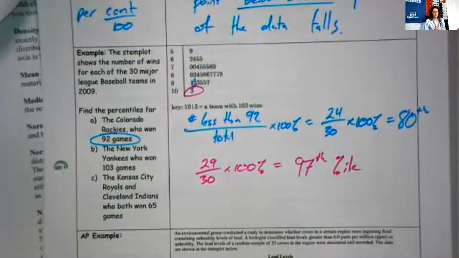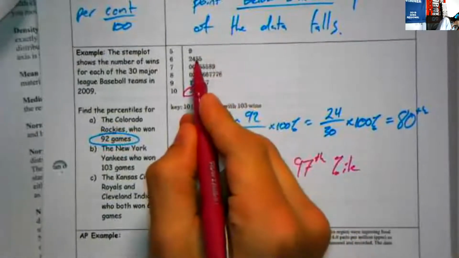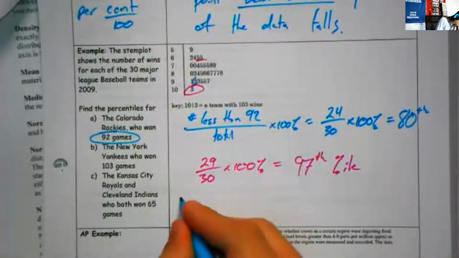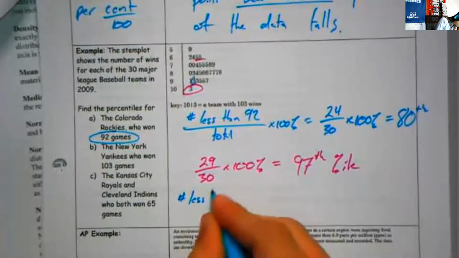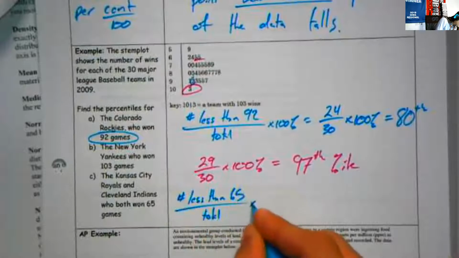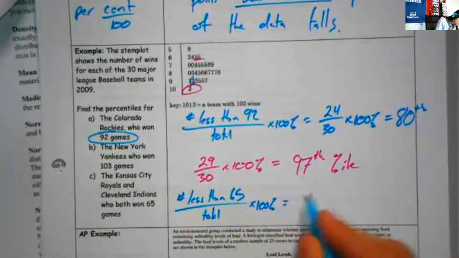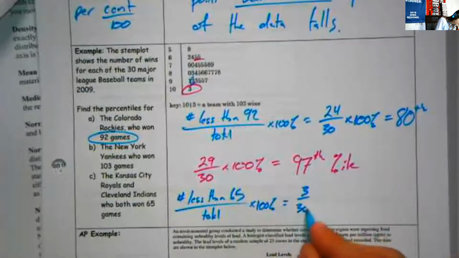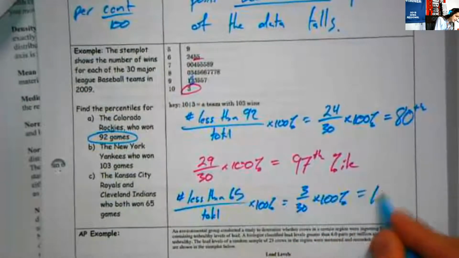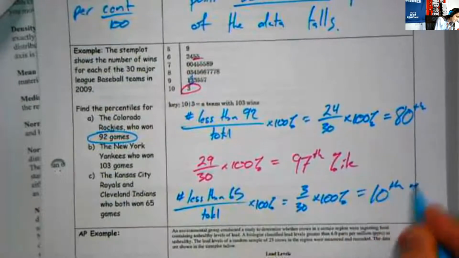So notice you can't be the 100th percentile. The KC Royals and the Cleveland Indians, who both won 65, those are both right there. How many are strictly less than 65? That'd be the number less than 65 divided by that total times 100%. 3 out of 30 times 100%. 3 out of 30, that's 1/10. That is the 10th percentile.